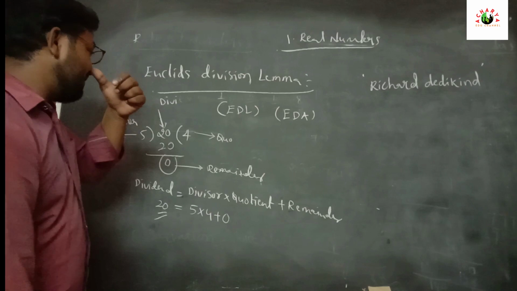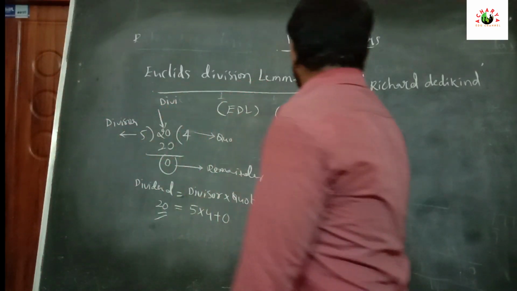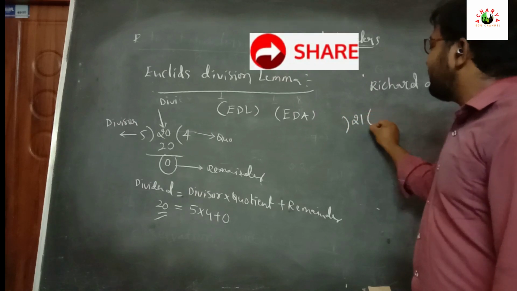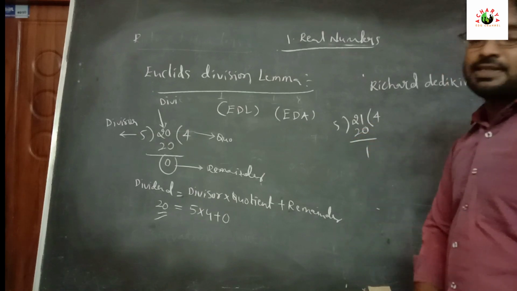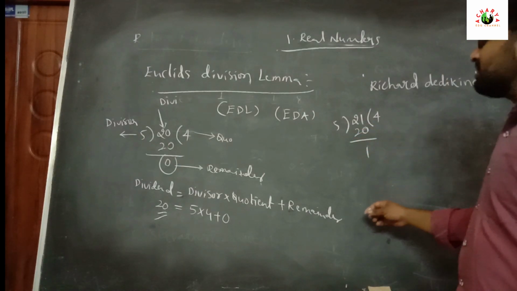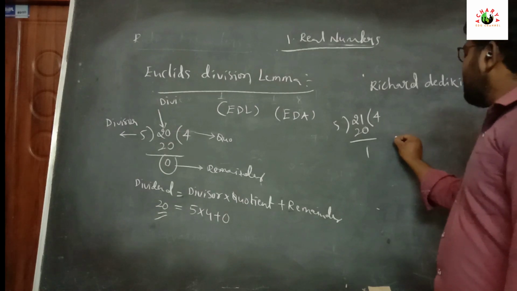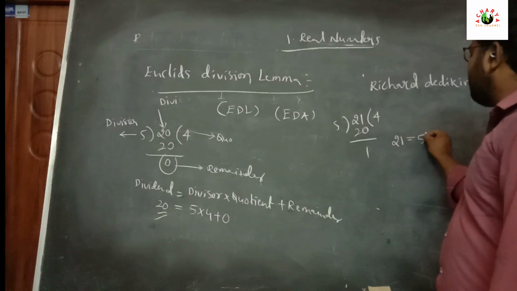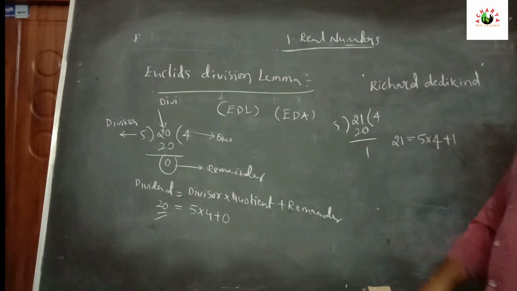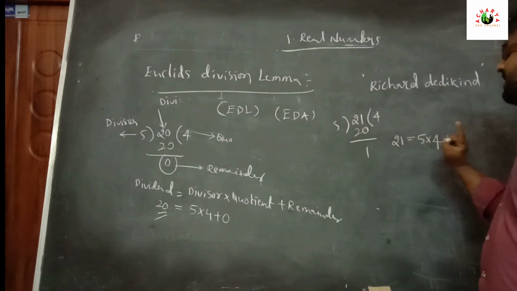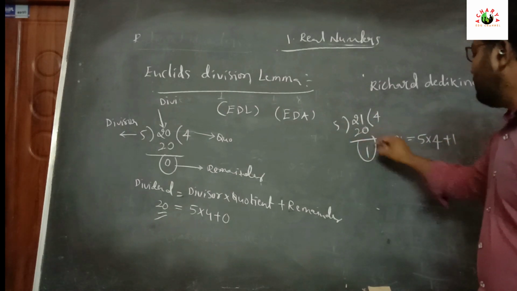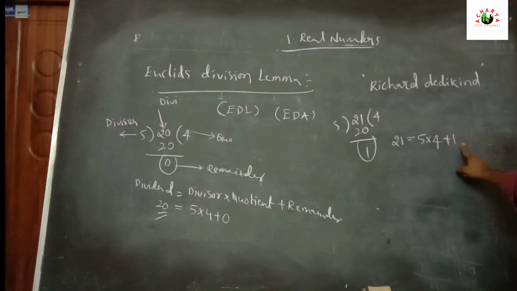Okay, now let us check with another example. If 21 is divided by 5, 5 fours are 20, the remainder is 1. We should write a division algorithm. Here dividend is equal to divisor into quotient plus remainder. So 21 is equal to 5 into 4 plus 1. Now 5 fours are 20, 20 plus 1, 21. So 21 is equal to 5 into 4 plus 1. This is the division algorithm.